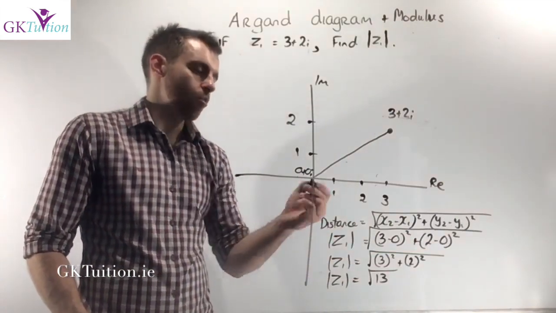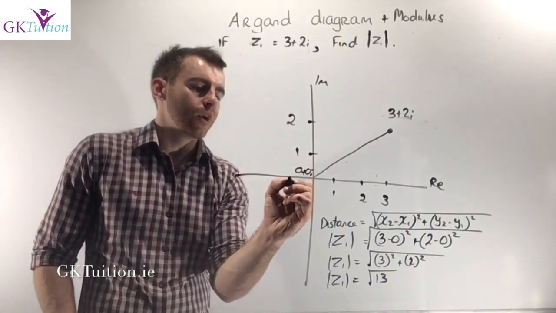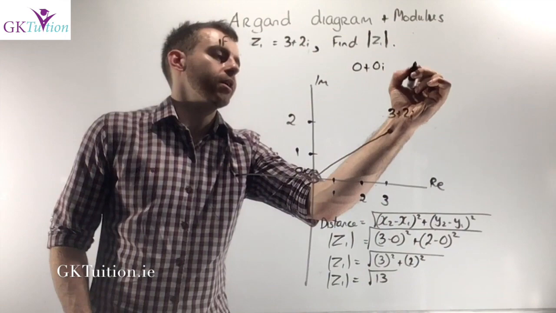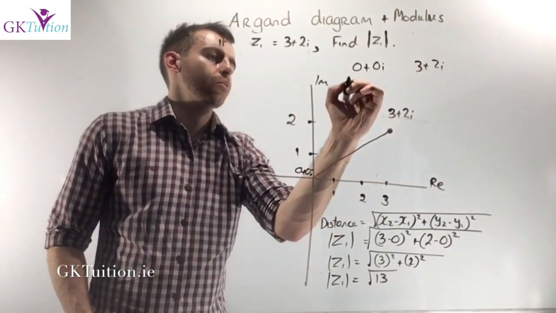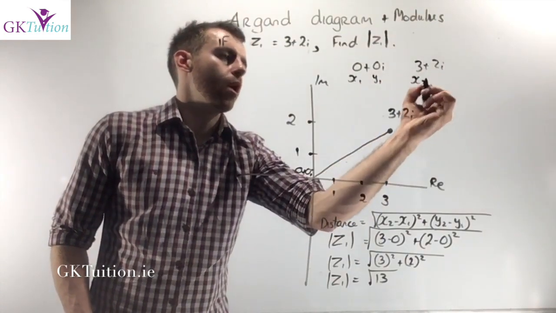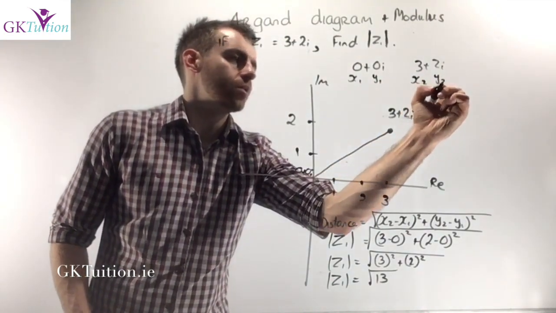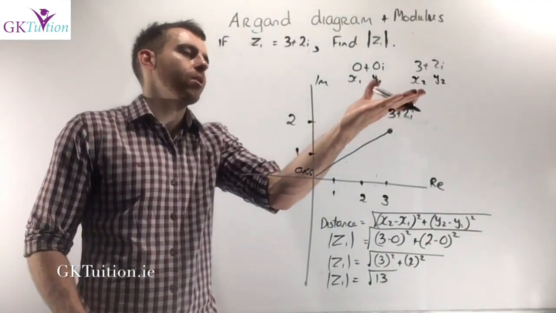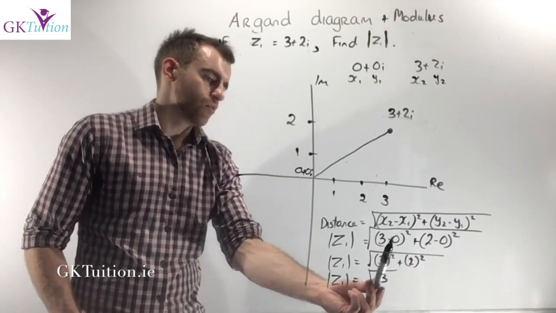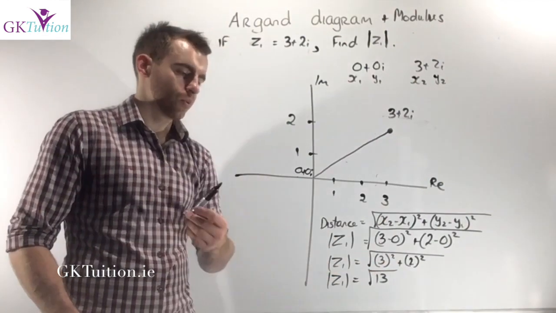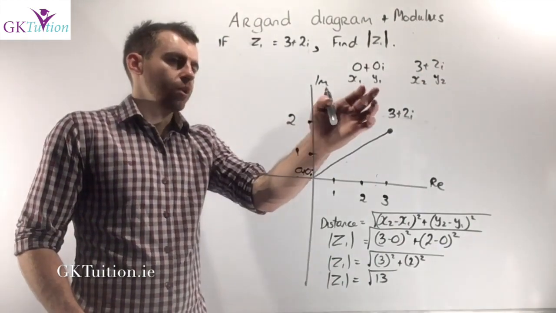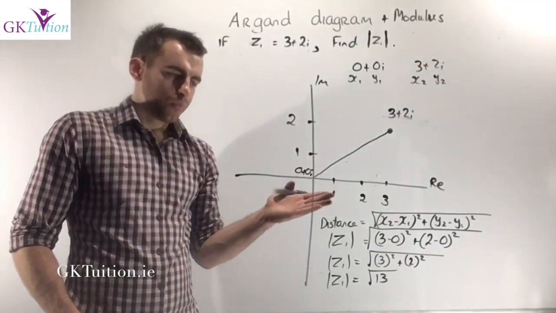So we can do this the same way. What I've done is I'm viewing my 0 plus 0i. If I'm trying to get the distance from 0 plus 0i to 3 plus 2i, I could view x1 as 0 and x2 as 3. I could view y1 as 0 and y2 as 2. So I'm just labeling them x1, y1 and x2, y2. If you plug into your distance formula there, it just works out as 3 minus 0 squared plus 2 minus 0 squared.